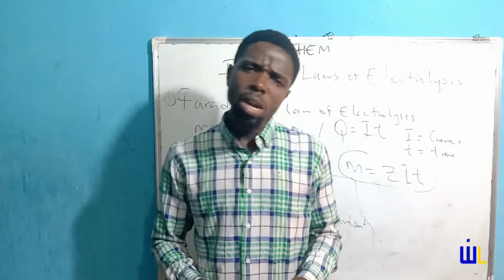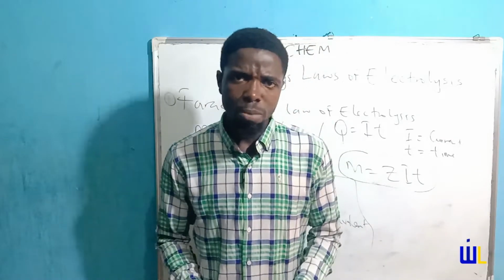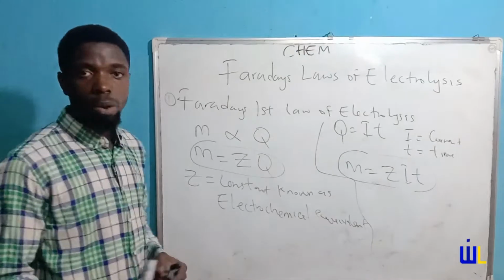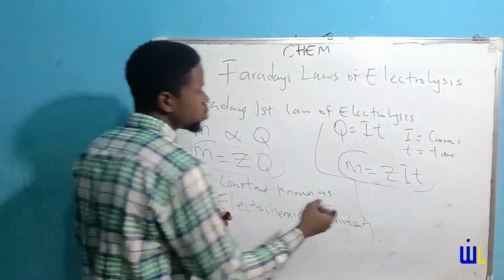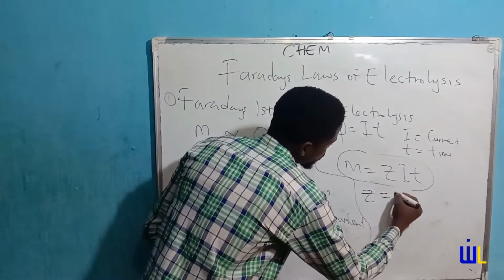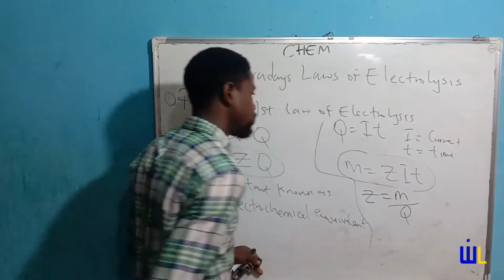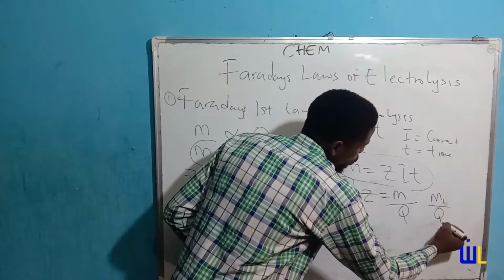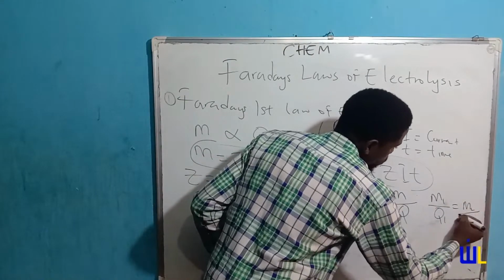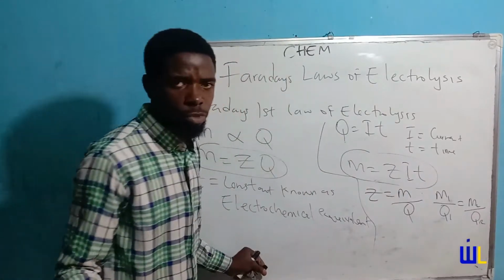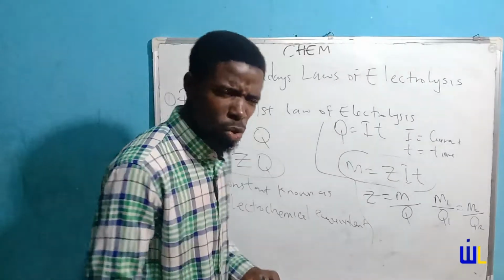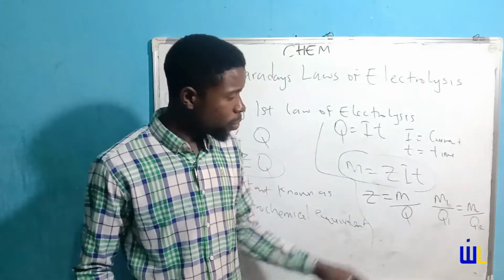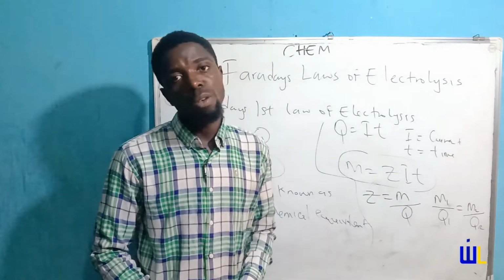Moving ahead, we'll get into the next concept. And what is the next concept? If I make my electrochemical equivalent constant, it would be Z equals M over Q, which would now lead us to a new formula: M1 over Q1 equals M2 over Q2. Hope this is understood. So as we see, in this case, Z equals M over Q. Therefore, we will have M1 over Q1 equals M2 over Q2.